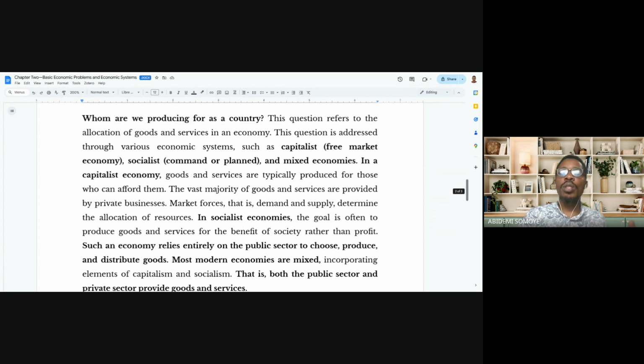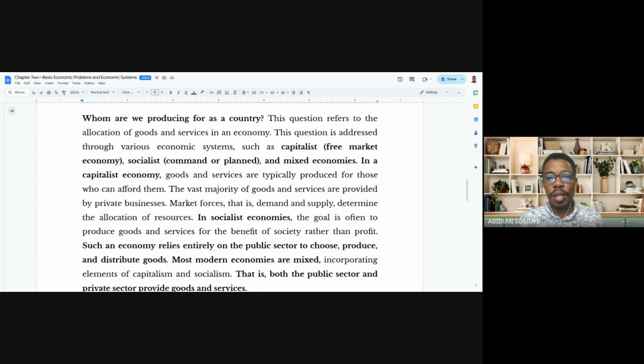The vast majority of goods and services are provided by private businesses, all right? A capitalist is someone who has the right to own the factors of production. Okay? The vast majority of goods and services are provided by private businesses. Market forces, that is, demand and supply, determine the allocation of resources.